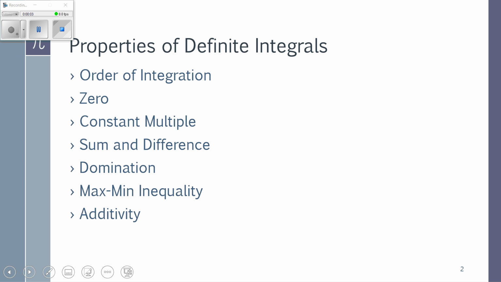So I did want to go through properties of definite integrals here. There are kind of 7 main properties that we deal with. We're going to have a few more that pop up as we go deeper into the material, but these are our main ones. And I'm going to go pretty quickly through most of these because a lot of them are very similar to ones we've seen already with derivatives and with limits, because definite integrals are a type of limit.